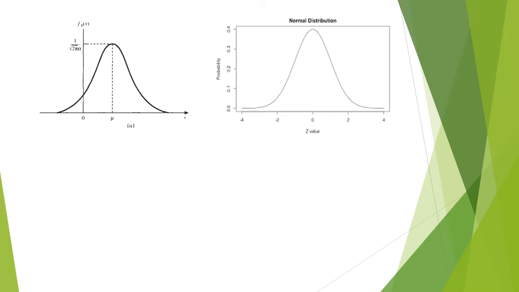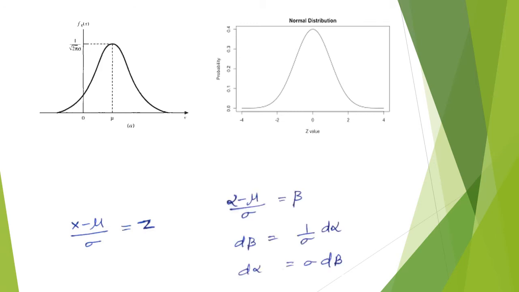Now from this to this conversion, the operation required is that x should be shifted and scaled: x minus mu divided by sigma. Now I am calling that a new variable z. Now if I shift x, I have to do the same operation for alpha also, because instead of x I have used alpha there. So alpha minus mu, same operation, alpha minus mu divided by sigma, and I am calling that a new term beta.